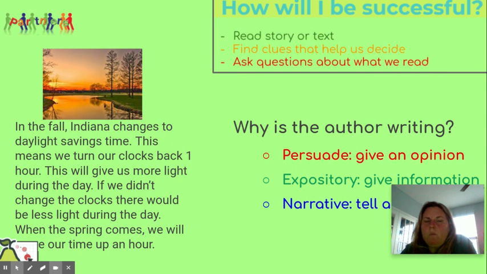So, what is the author trying to tell us? Why is the author writing this? Is he giving us an opinion? Not really. He didn't tell us how he felt about daylight savings time. Was he doing it to give us information in expository writing? He did give us lots of information. Was he telling us a narrative, telling us a story? Not really. So if you picked expository, you were right.